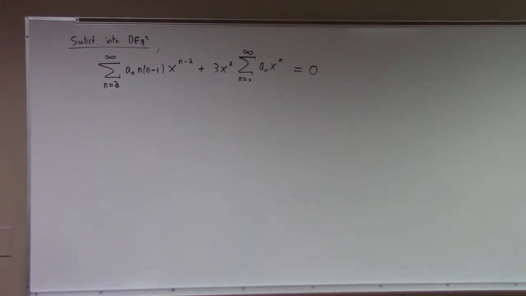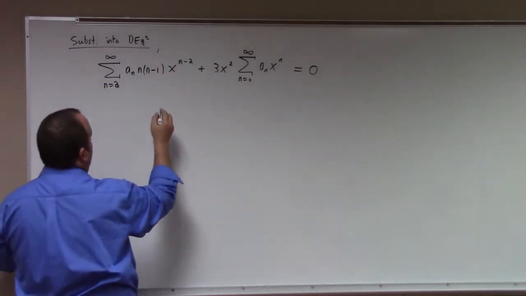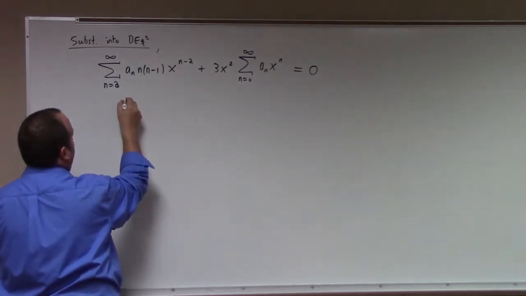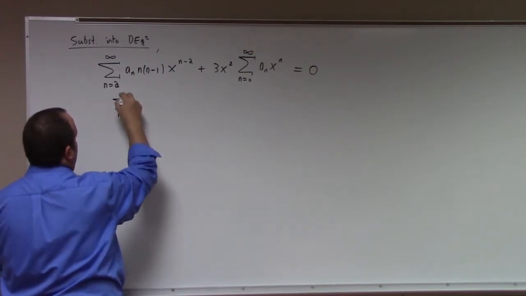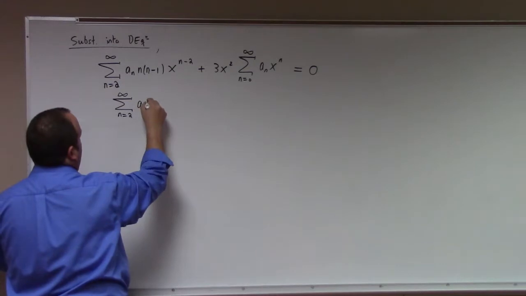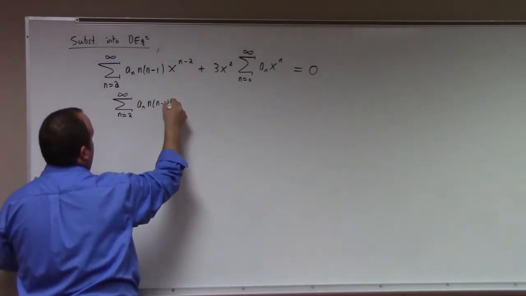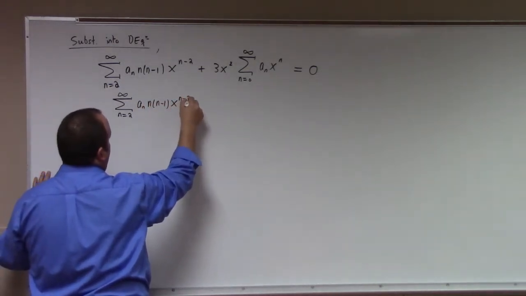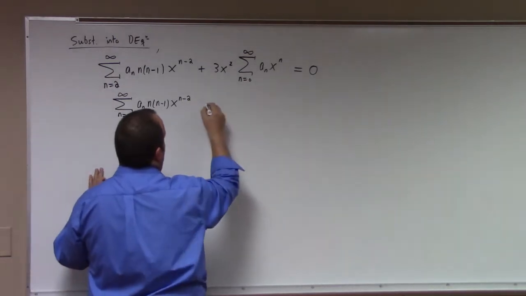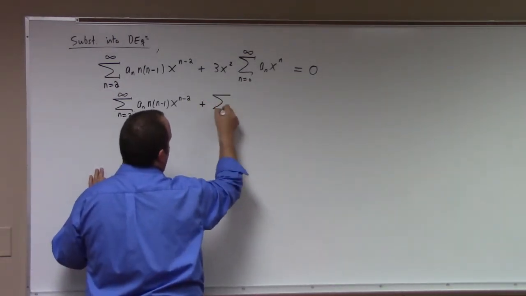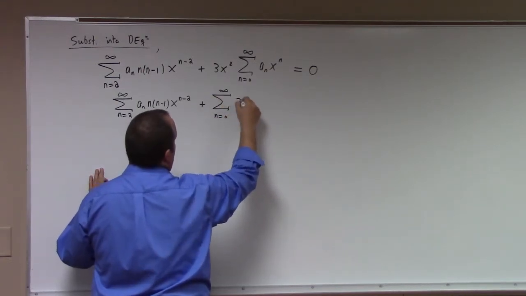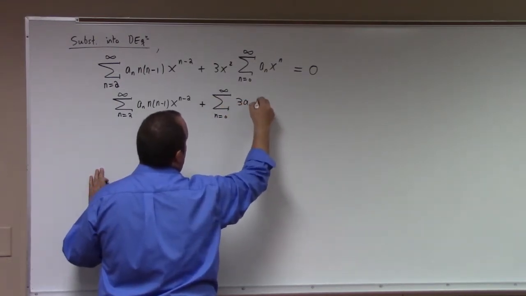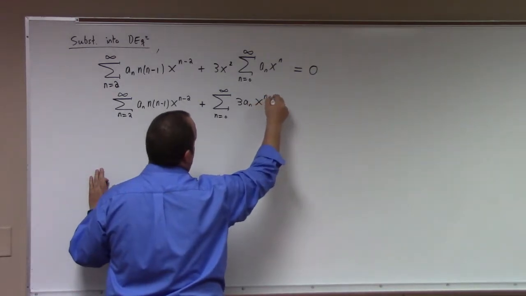So let's clean this up just a little bit. What we really have is the sum, n equals 2 to infinity, a sub n times n minus 1, x to the n minus 2. I'm just copying. And then over here, we're going to have plus what? Plus the sum n equals 0 to infinity of 3 a sub n times x to the what? X to the n plus 2.